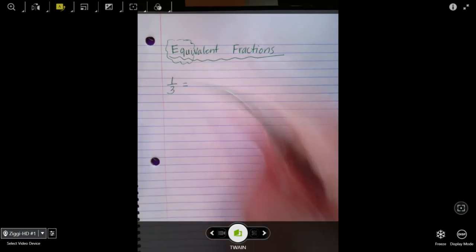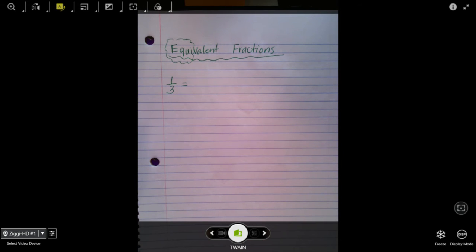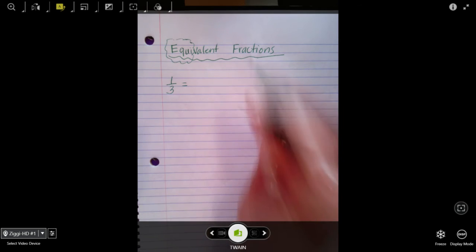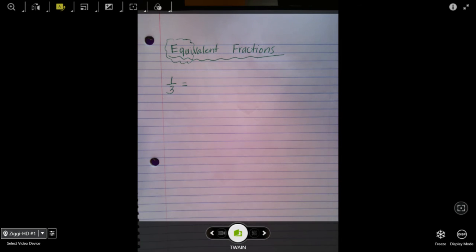All you need to do is multiply 1/3, or any fraction, by 1. We all know that 5 times 1, 6 times 1, 100 times 1 is that number. Same thing with fractions. When you multiply by 1, you get an equivalent fraction. There are different ways to show 1, of course, using a fraction.